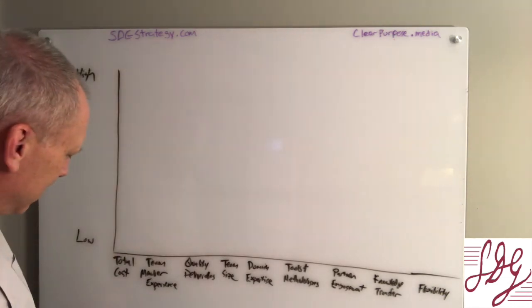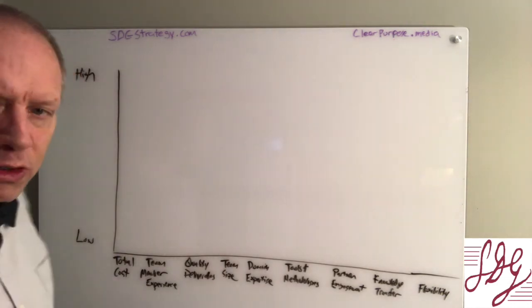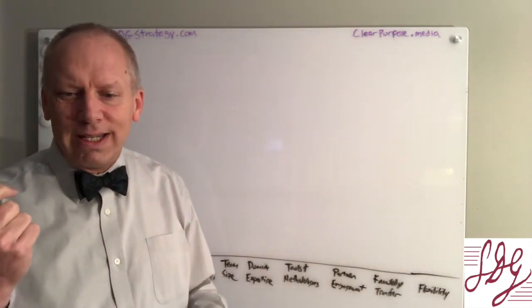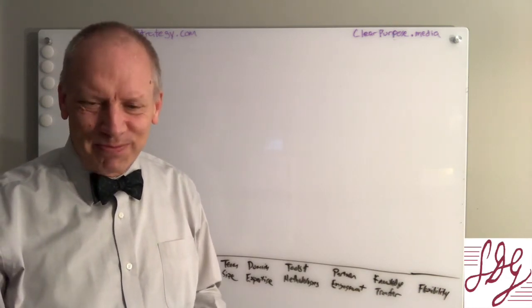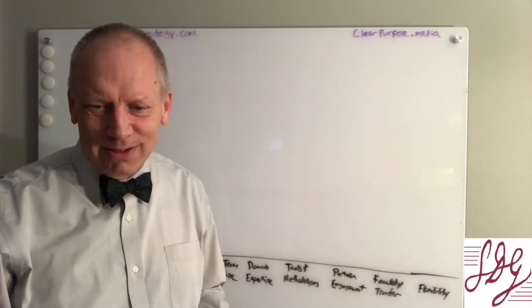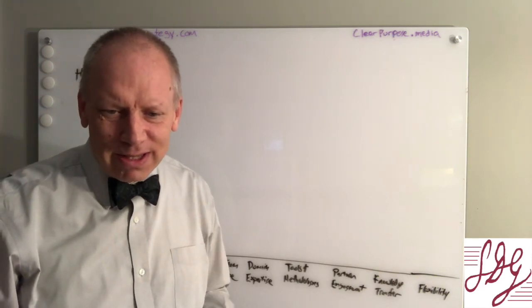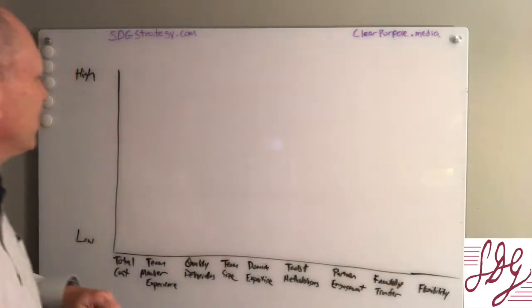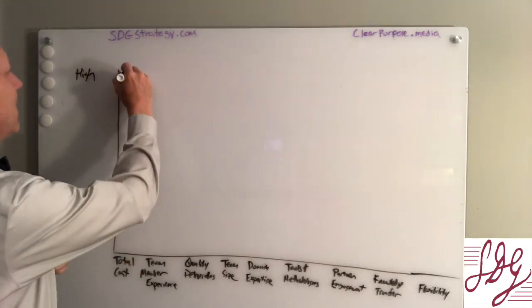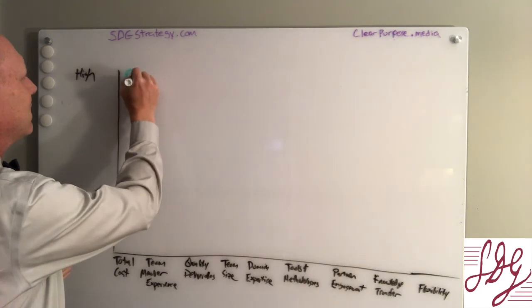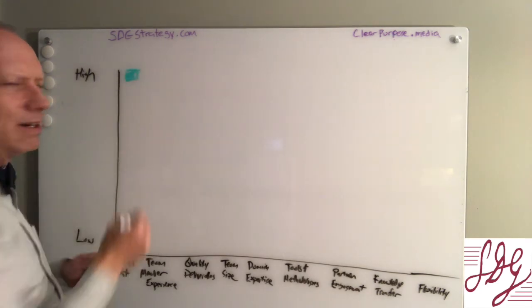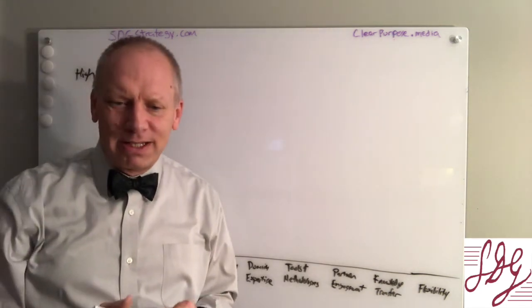So I'm going to take green for the management consultants because they cost a lot of money, and so I'll give them the green one. And so let me start with them. And so from a cost perspective, I would say that they are way up here. They're the highest cost option.